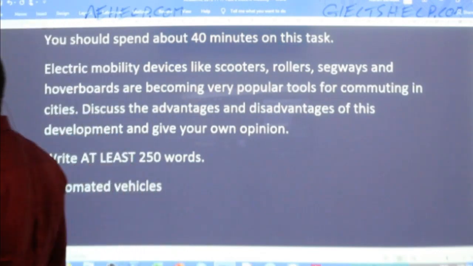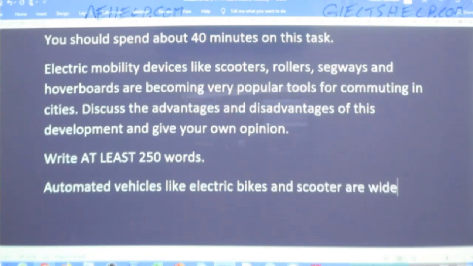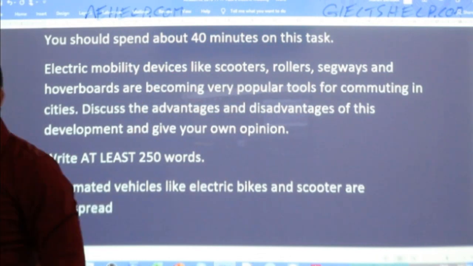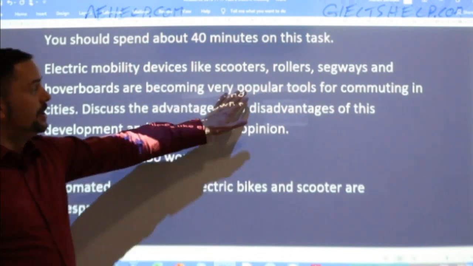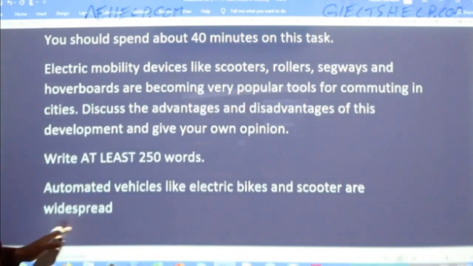So automated vehicles like, you can say electric bikes. That would be another one. Scooters are widespread. Okay. When an item or an object is popular in the world, we can say that it's widespread. Widespread is one word using wide and spread together. Okay.